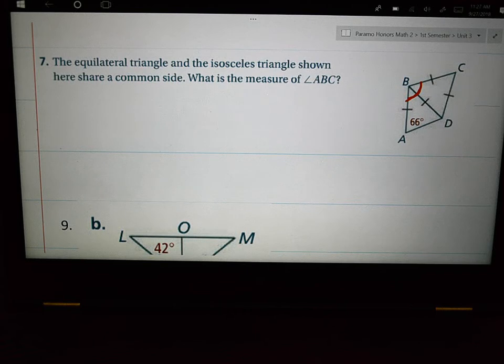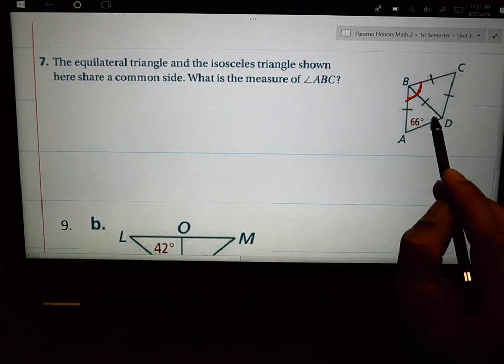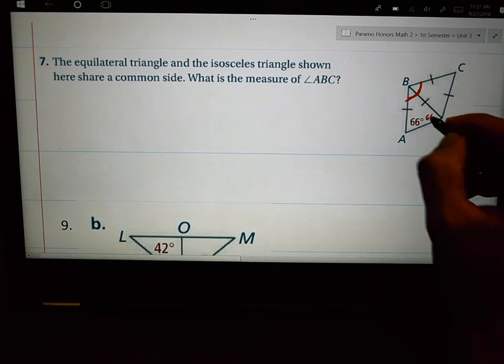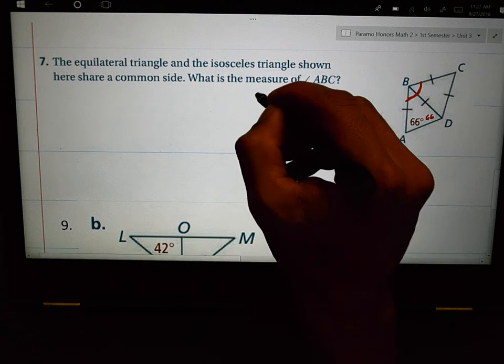So the first thing I would say to you is, we know this base angle is 66. It's across from the isosceles triangle, so I know what this angle has to be right here. If you know what that angle is, say its measurement out loud. I agree. And then I can find out the vertex angle by adding these up and subtracting from 180. So that's where my calculator comes in handy. 180 minus 66 minus 66. I'm going to write that down.